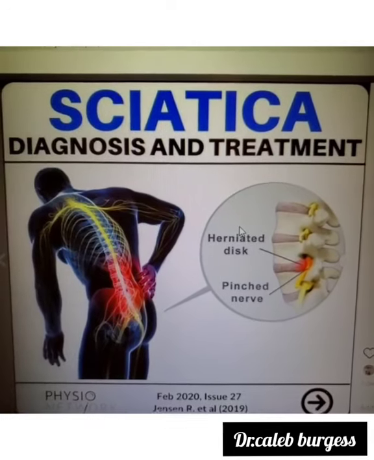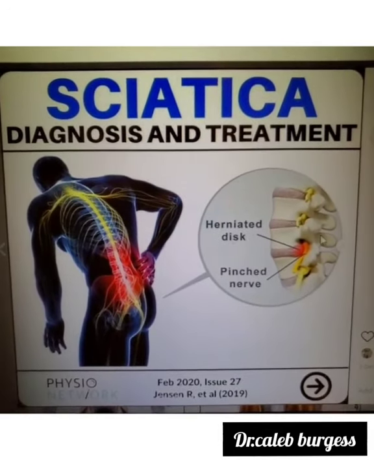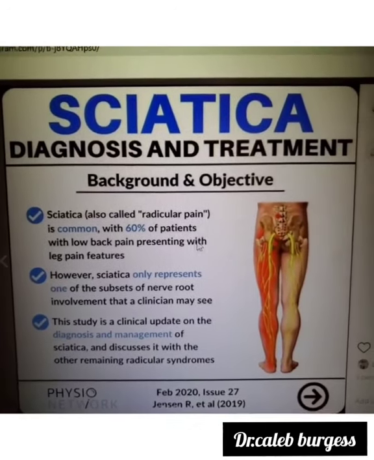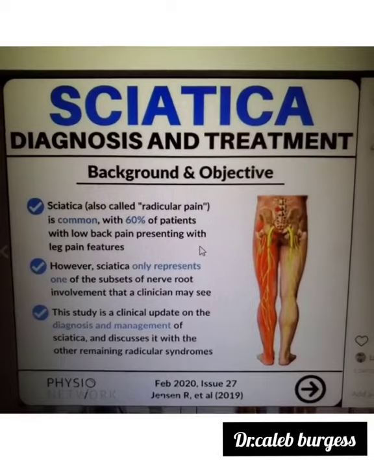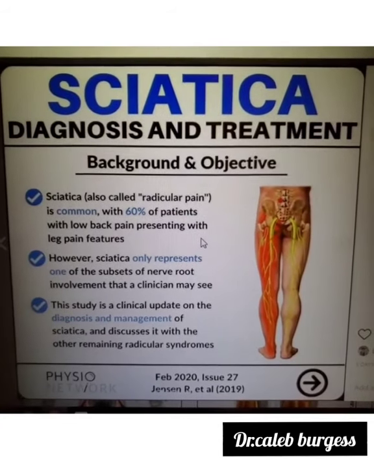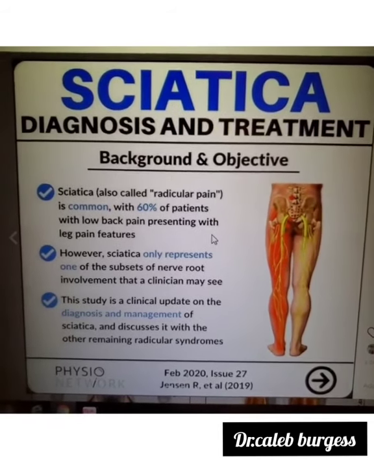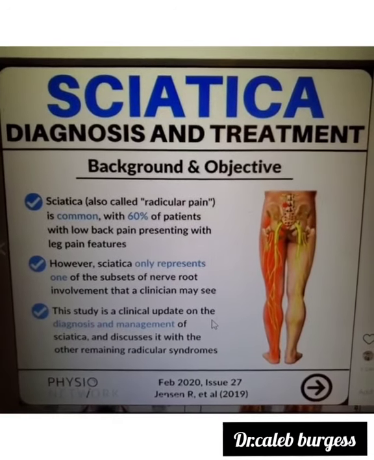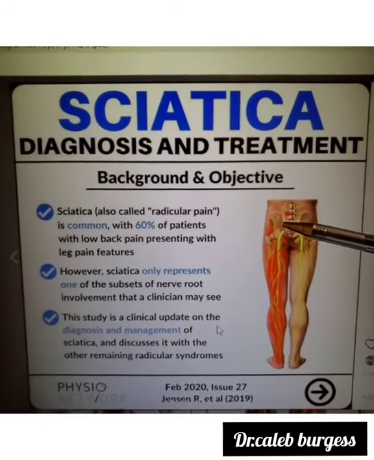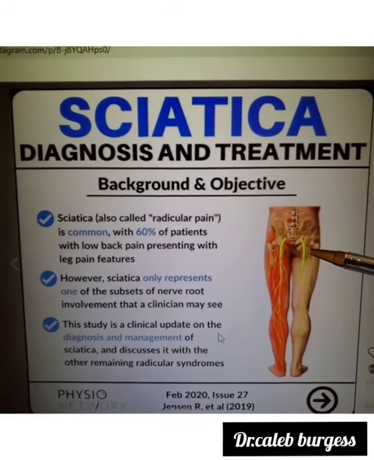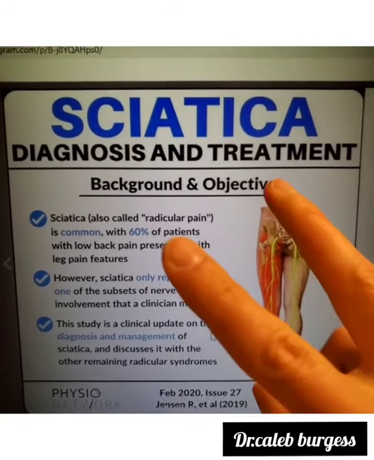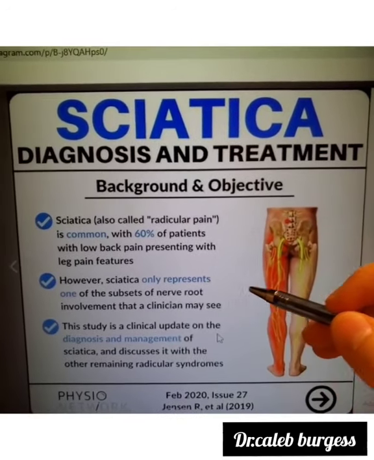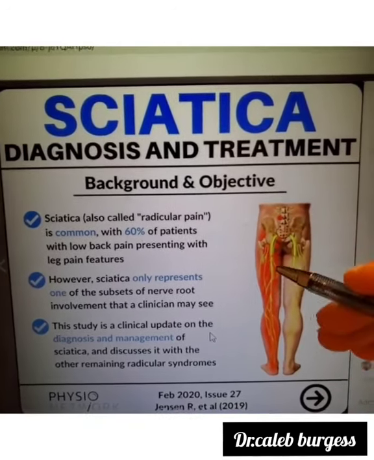All right, so here's the post that I was referring to that I posted, I think, on Saturday. When we talk about sciatica, which is also called radicular pain or leg pain, about 60% of people have this. But what a lot of people don't realize is that any pain coming from the back and going down the leg does not automatically mean that the diagnosis is sciatica.